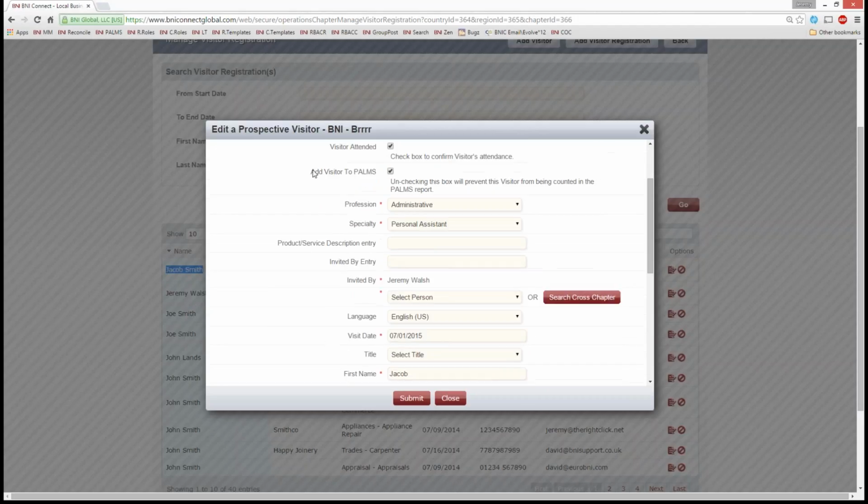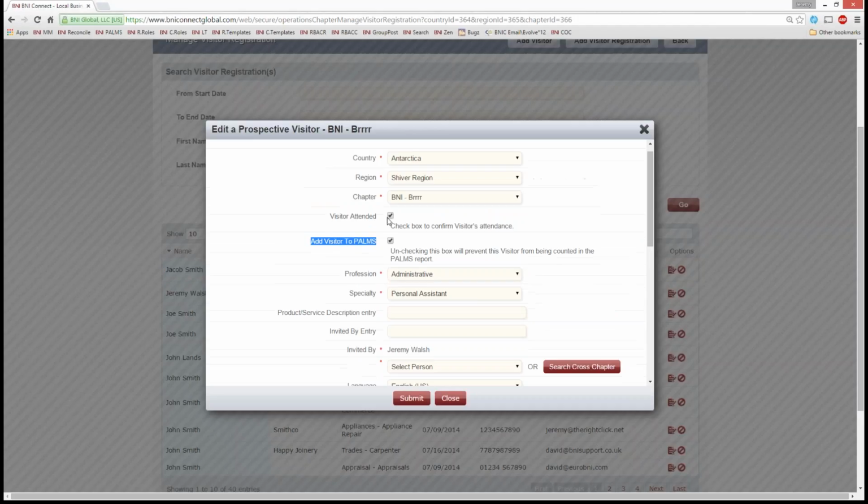I'll also get the option to add a visitor to the POMs, which means that the first part, we're just recording the visitor, which means we're building our visitor database for the chapter, which we can always go back to. But adding to the POMs gives the person that invited them credit in the POMS report.